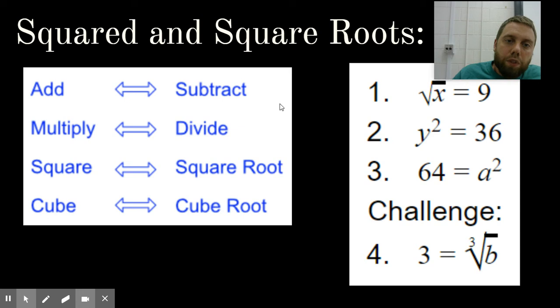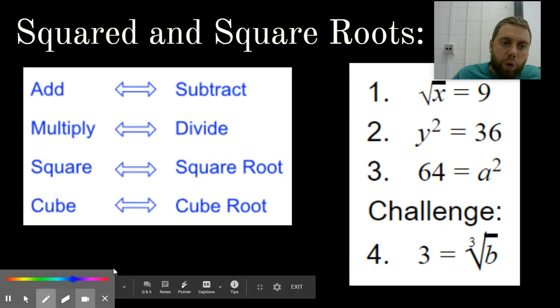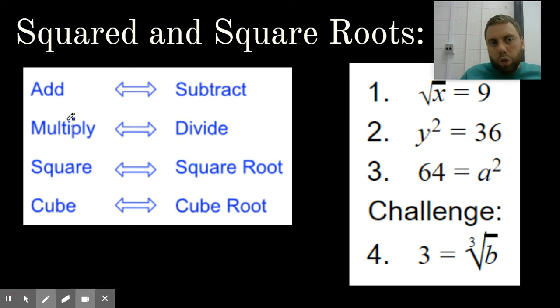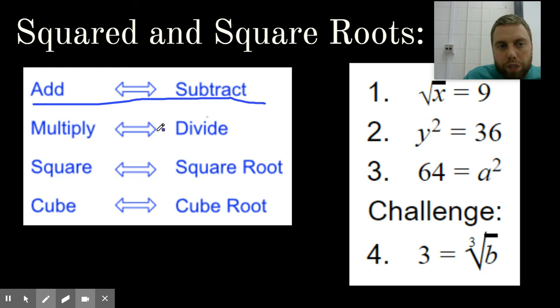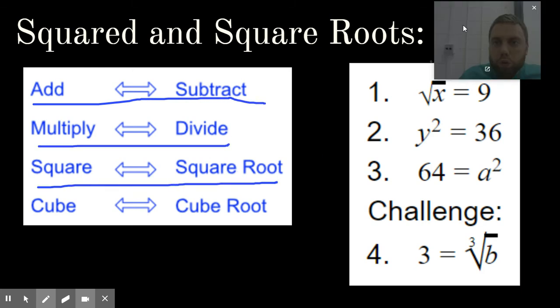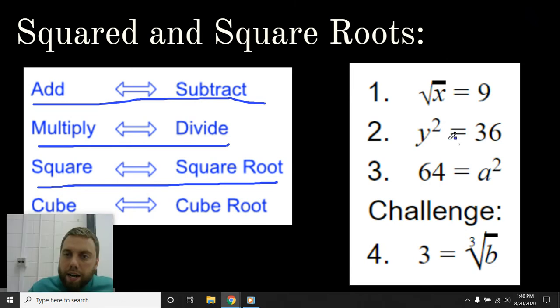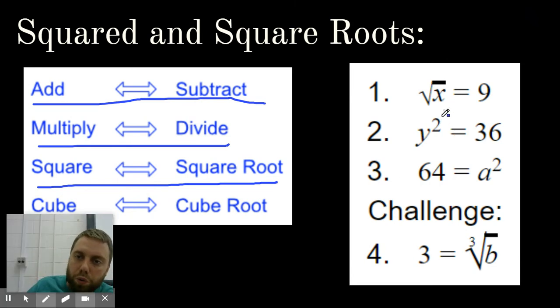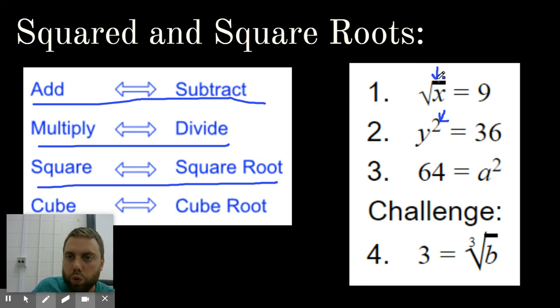Now, last one we're going to talk about is going to be the squared and square roots. We talked about adding, subtracting already. We talked about multiplying, dividing. Now we need to talk about square and square roots. Now, this little 2 here is a squared. This little house over the x is a square root. Okay, this is a square root. This is a squared.